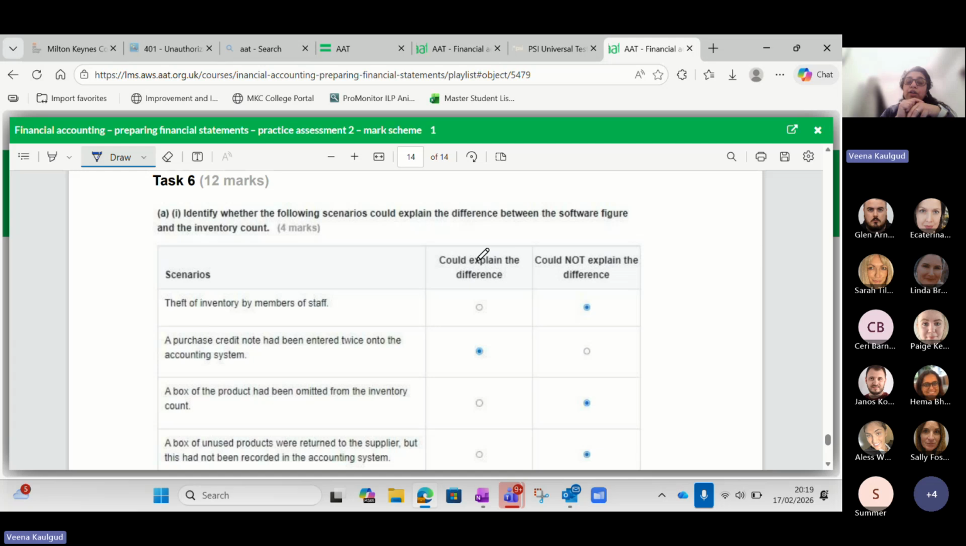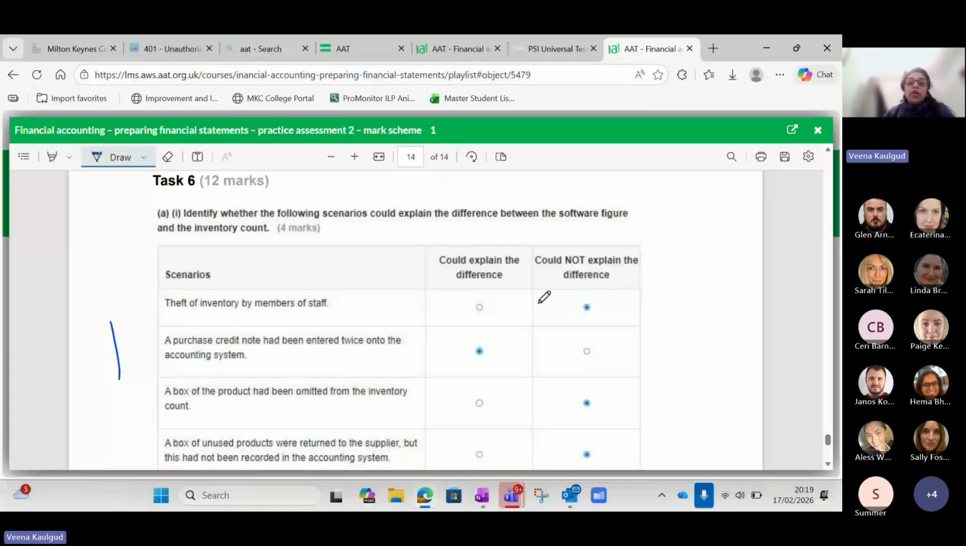A purchase credit note has been entered twice into the accounting system. That is a possibility, because it's a credit note and they've entered it twice, so the balance may be showing less because of that. So that can explain the difference. A box of the product had been omitted from the inventory count. No, if they had omitted it, then the inventory count would have been lesser, not more. So that's not the reason.